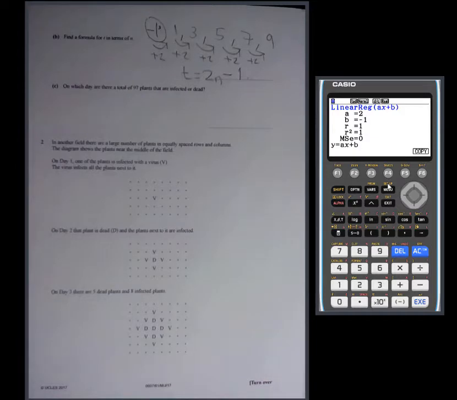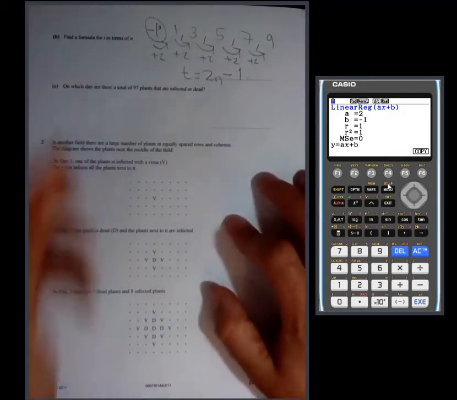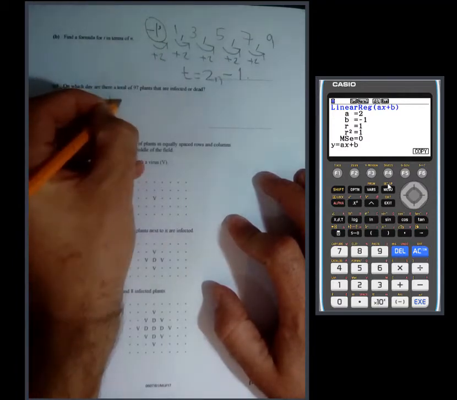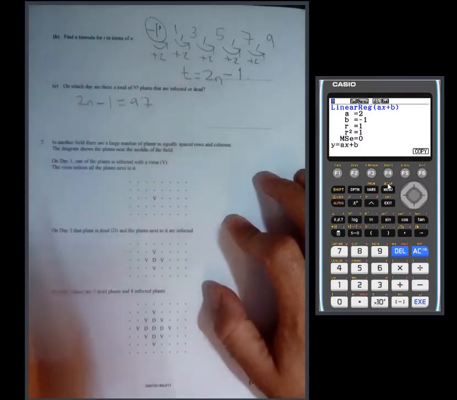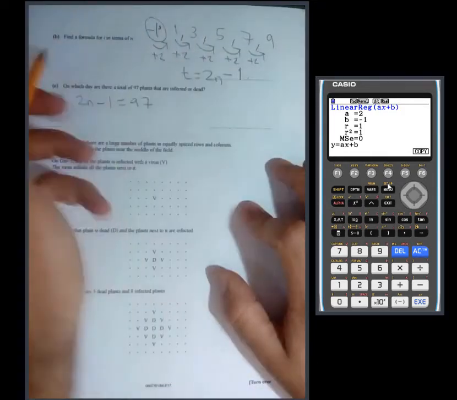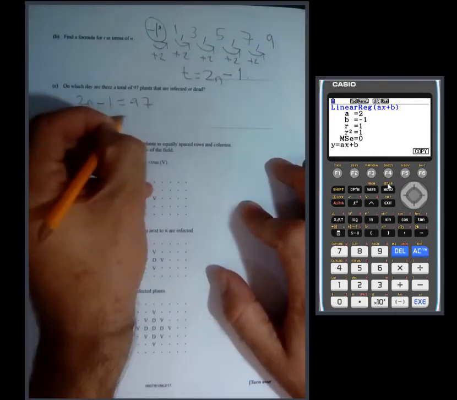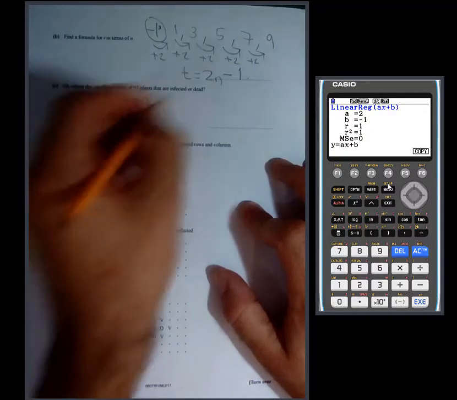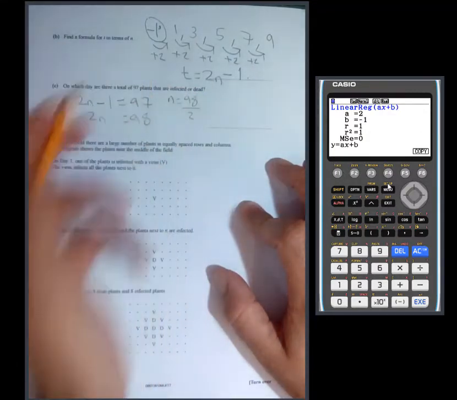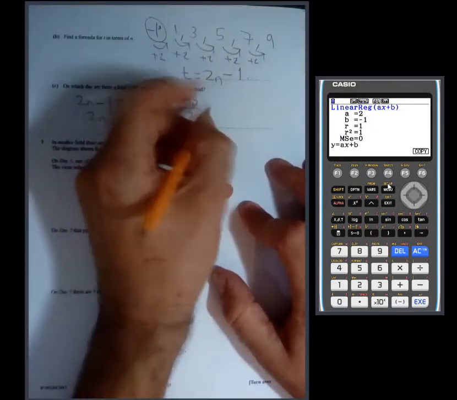On which day are there a total of 97 plants that are infected or dead? So really that's saying, when does 2n minus 1 equal 97? Do write that down. However you go on to solve this, you should write that down. And it's a really friendly linear equation. You're going to add 1 to both sides, so 2n equals 98, and then you're going to divide by 2. n equals 98 over 2, which is 49. So it's day 49.